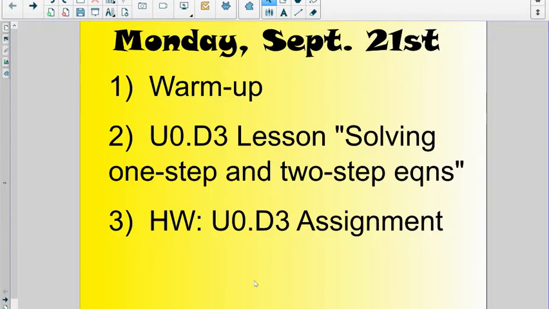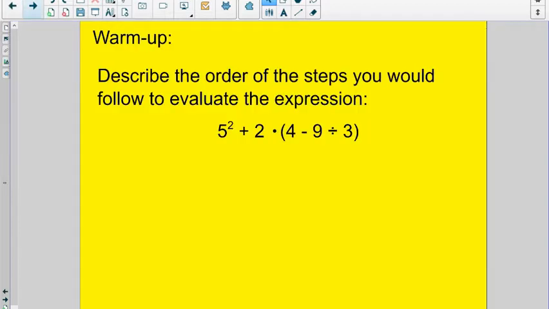Hi everybody. Today we're going to take a look at our Unit 0 Day 3 lesson on solving one-step and two-step equations. Take a moment to pause your screen and try this short warm-up. Describe the order of the steps you would follow to evaluate the expression.